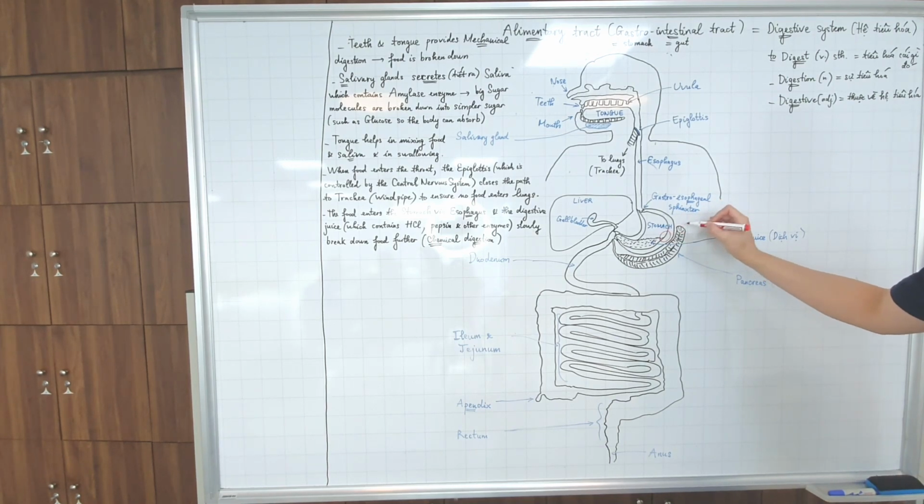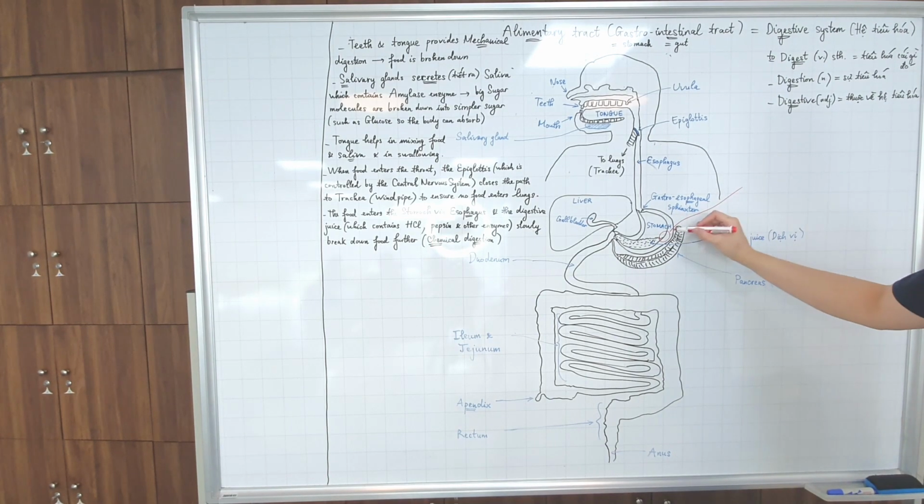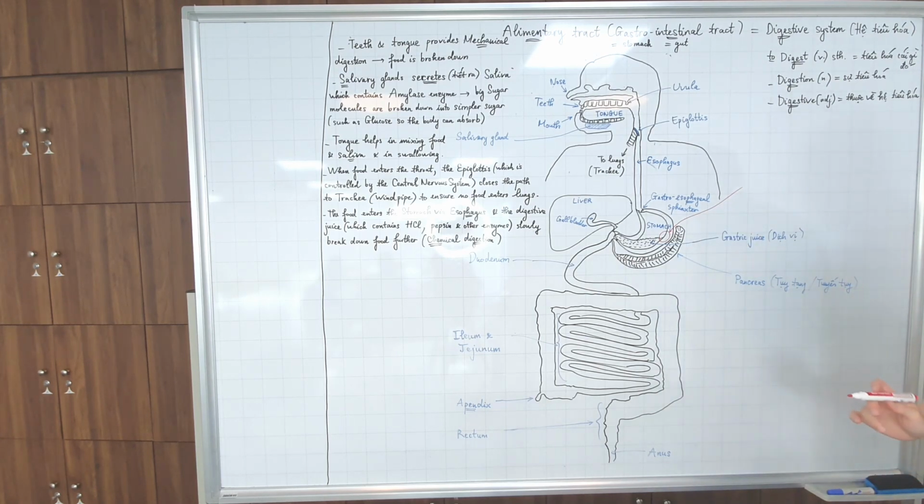So, let me zoom this one. If we zoom this one, we would have something new. Zoom this one, we would have two kinds of cells. There are two kinds of cells in the stomach that are important.